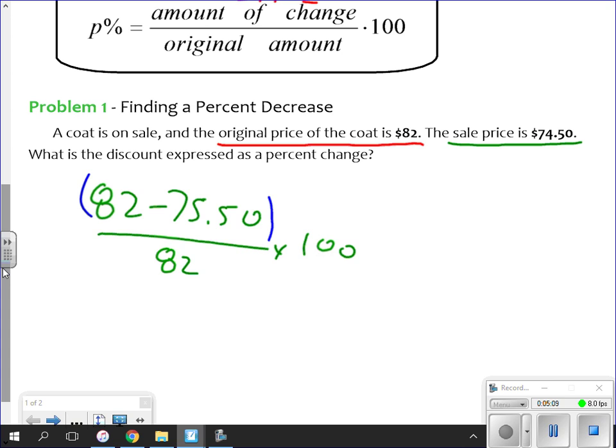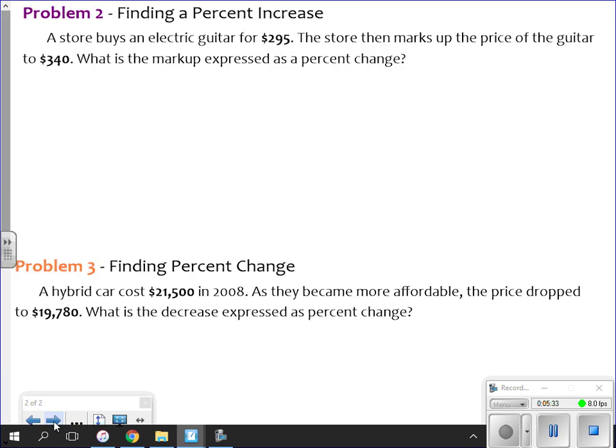So what do we get? Anyone? What do we get? 9.1. We get 9.1%. So it's a 9% savings. We're saving 9%. Questions on this? It's not hard. It's actually pretty easy.